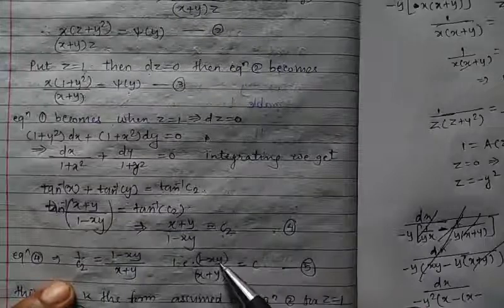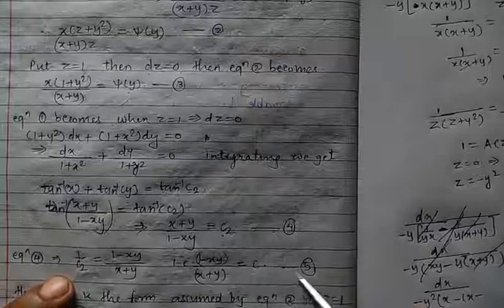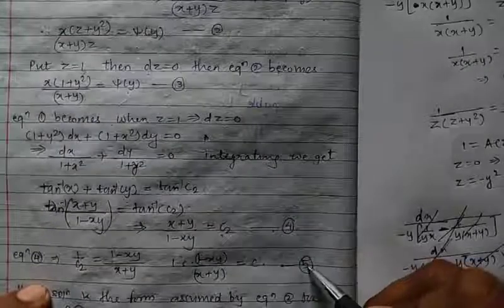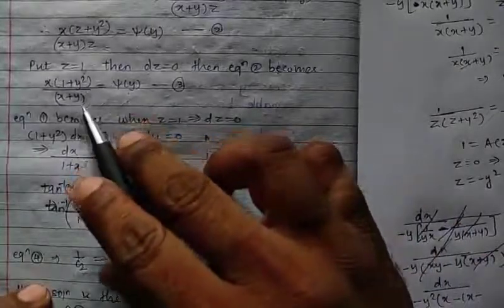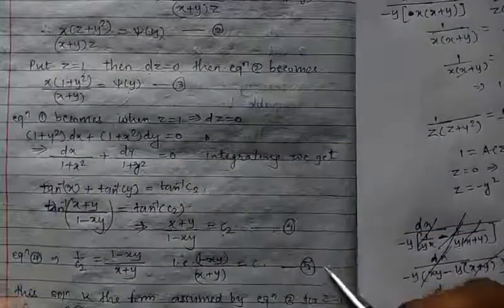That is (1 - xy)/(x + y). Call this 1/C2 as a constant C. Call this equation number 5. Now we have psi of y, which is x(1 + y²)/(x + y), which is psi of y. Call this equation number 3 and this is equation number 5.